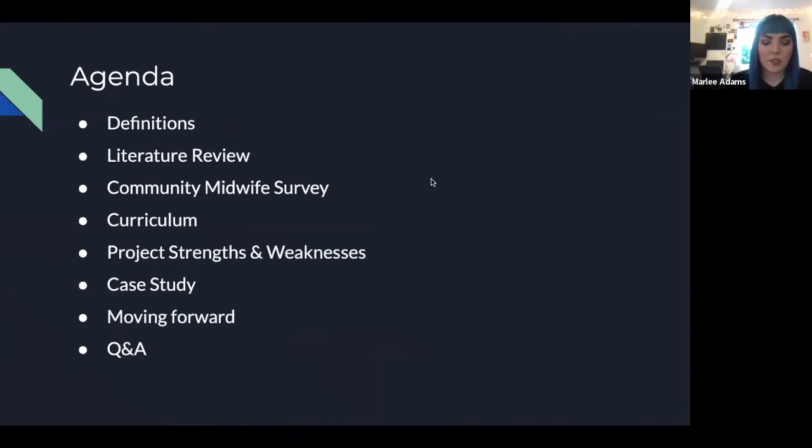Great. So here's just the agenda. Basically, I want to start with some definitions, go through what I did in my thesis, which includes a literature review, a survey, and a curriculum, as well as reflecting on the strengths and weaknesses of this project, going through a case study that I created for the curriculum, and just talking about how we move forward after this.